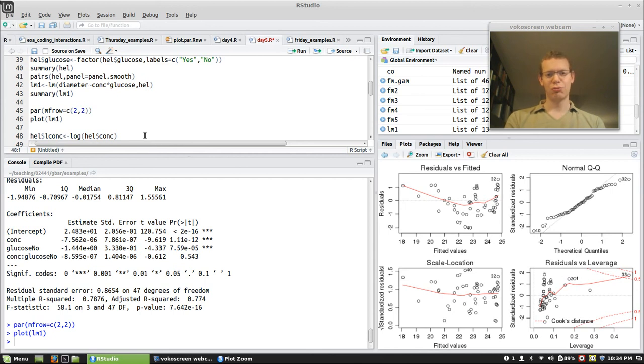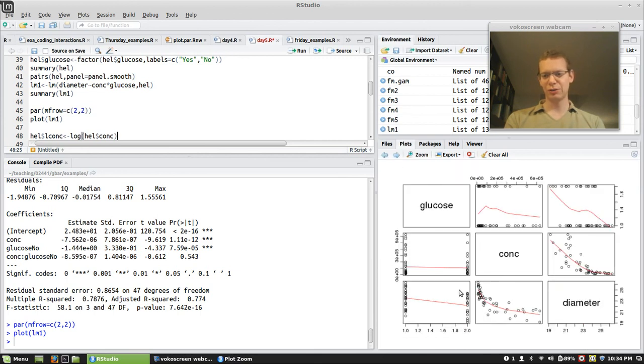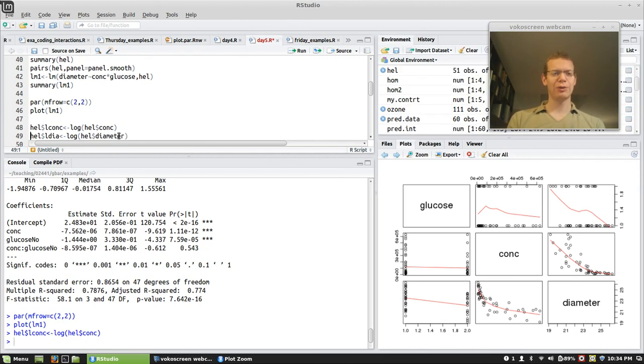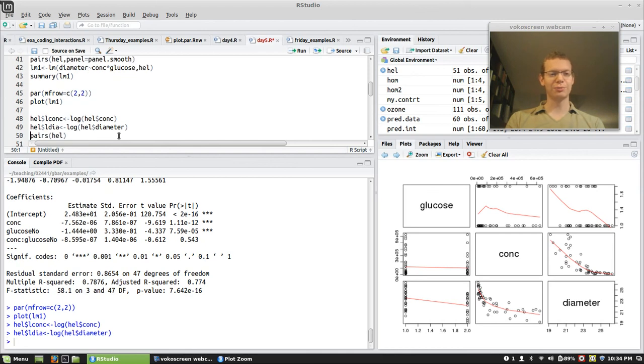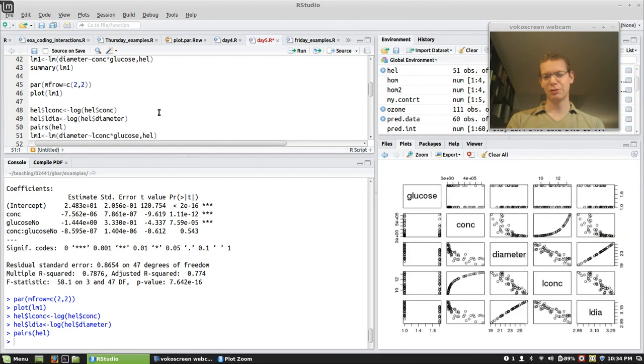So one typical thing also, when we looked at the pairs plot, we will see that the concentration is actually spanning a quite large range. So a log transform of concentration could be a meaningful thing. And I will also, just in case we need it, log transform the diameter. And now make a new pairs plot where we can see some more stuff in here.